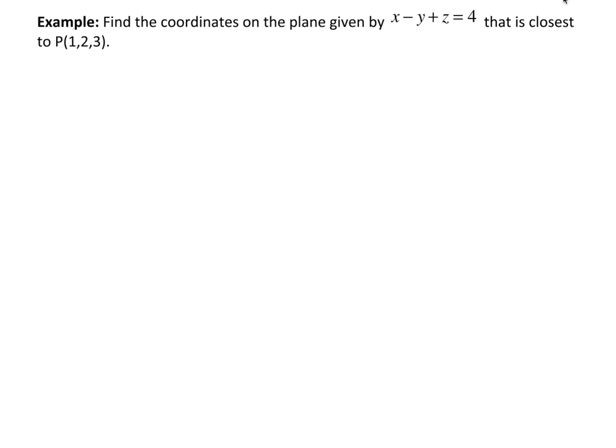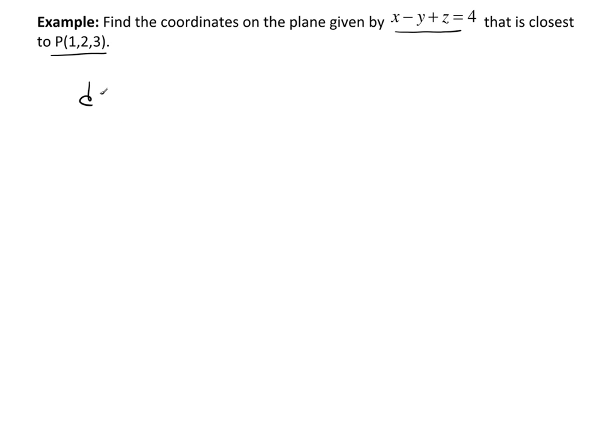Let's take a look at another example here. What I want to do is find the coordinates on this plane that's closest to the point in 3-space (1, 2, 3). So what this really means is I want to minimize the distance. So I need to pull out the distance formula here.